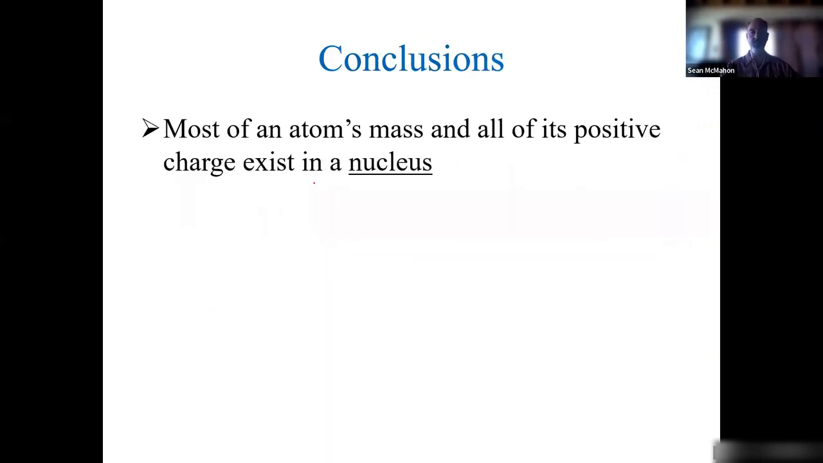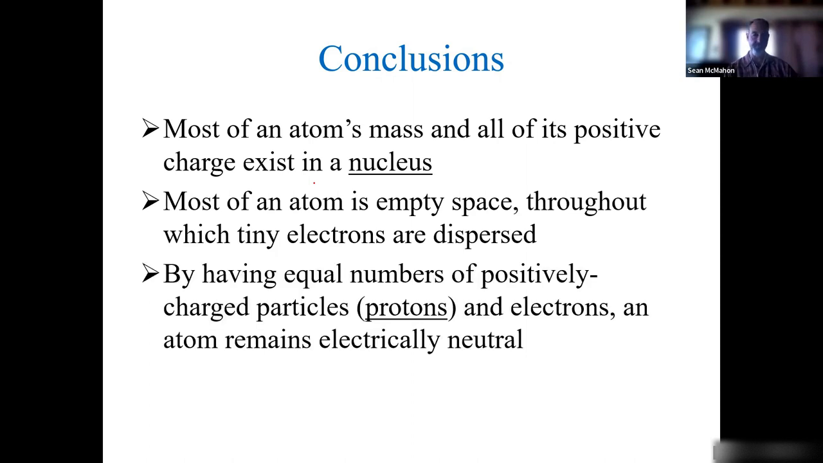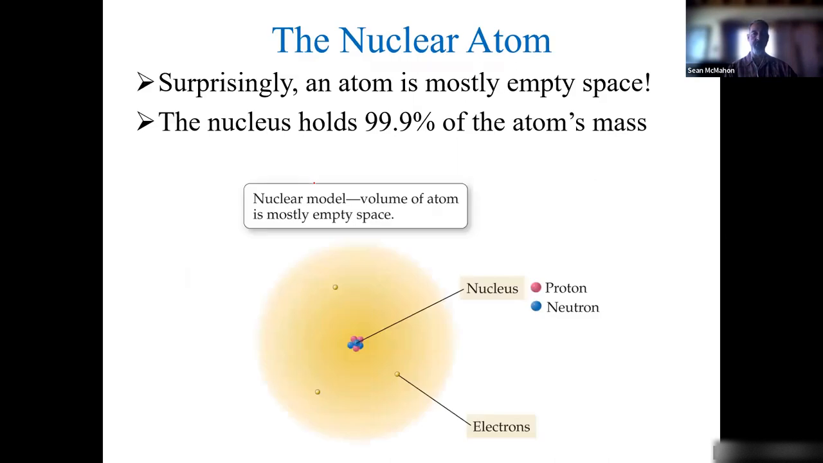So that's where the conclusions were, okay: most of the atom's mass and all its positive charge are in the nucleus, and most of the atom itself is actually empty space, kind of like our solar system, with little tiny electrons dispersed to cancel out the positive charge in the nucleus. By having equal numbers of positive charges and negative charges, an atom remains neutral. Surprisingly, the majority of it is empty space, and 99.9% of the mass is in the nucleus, held by the protons and the neutrons.